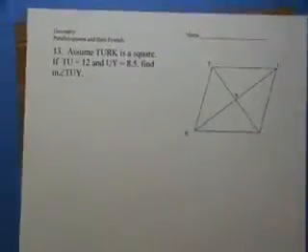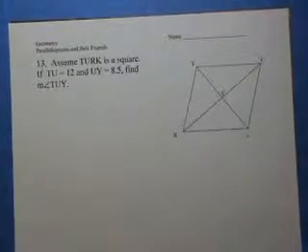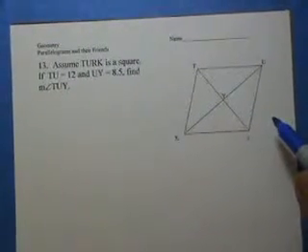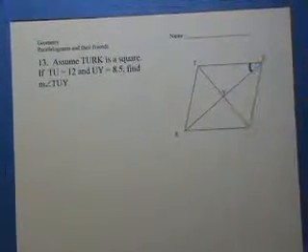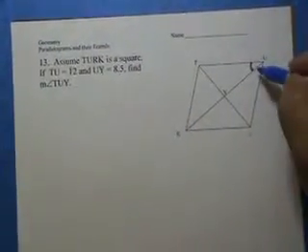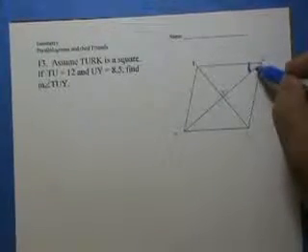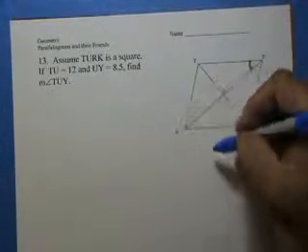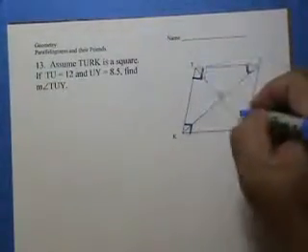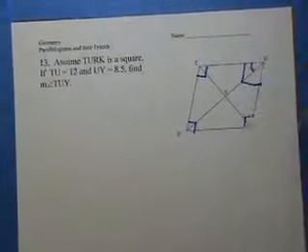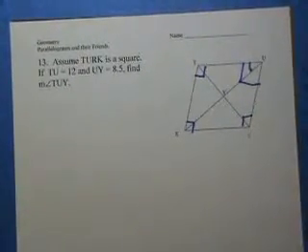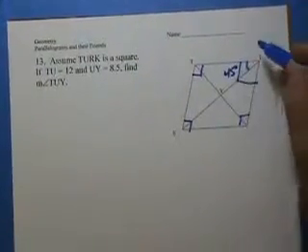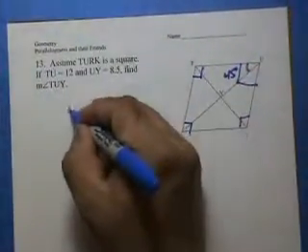Question 13. Number 13, we assume TURK is a square, and we're asked about measure of angle TUY. That's this angle over here. Now, you're told about TU and UY, but it has very little to do with this angle. In a square, all the angles are 90. So that's 90, that's 90, that's 90, and the whole thing is 90. And because a square has a property of a rhombus, that 90-degree angle is cut in half, making it 45 degrees. So measure of angle TUY is 45 degrees.